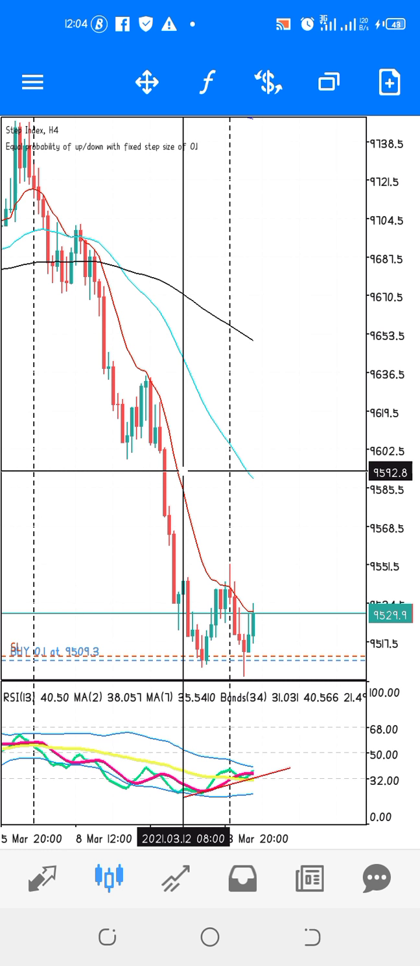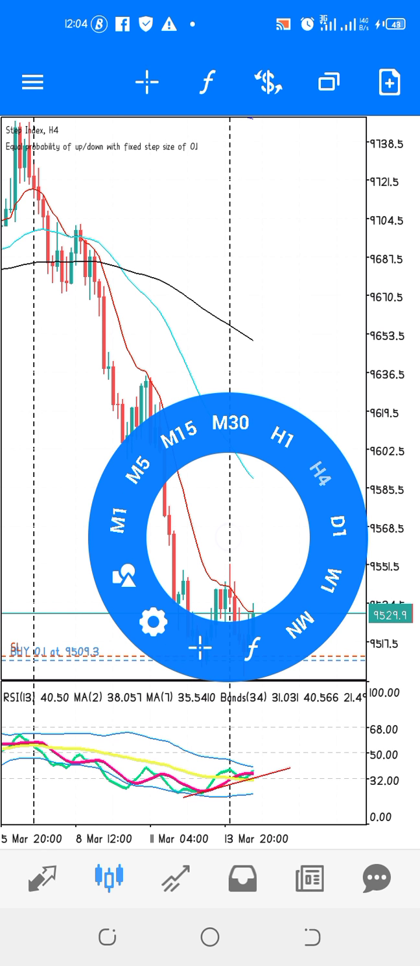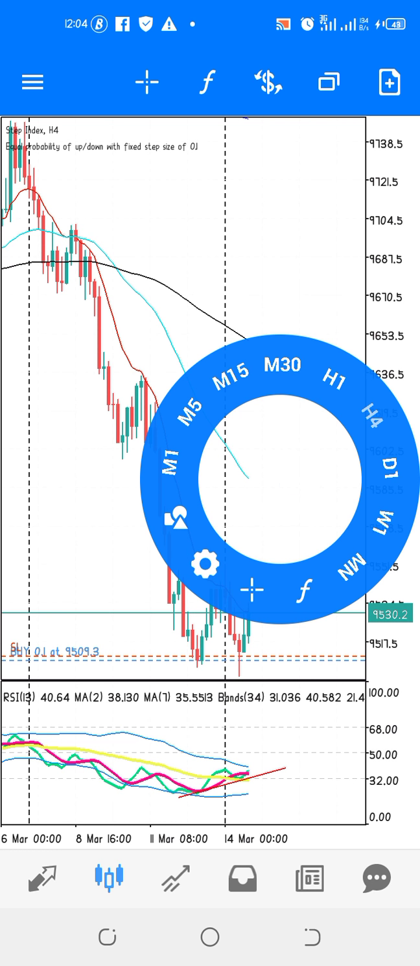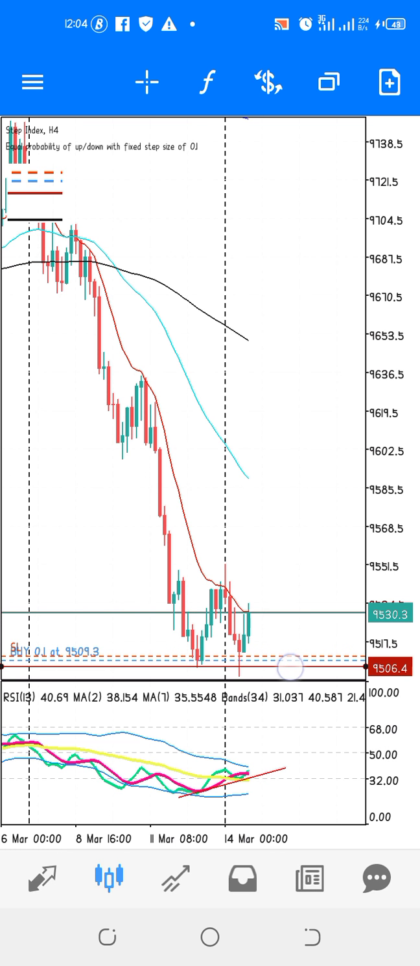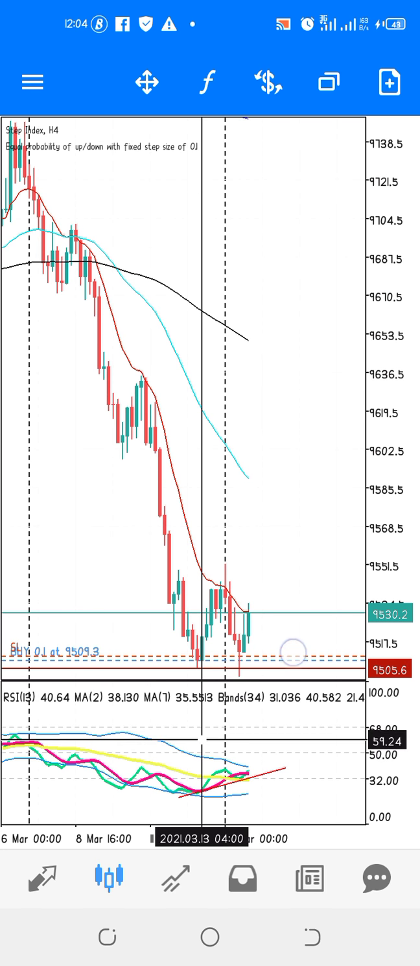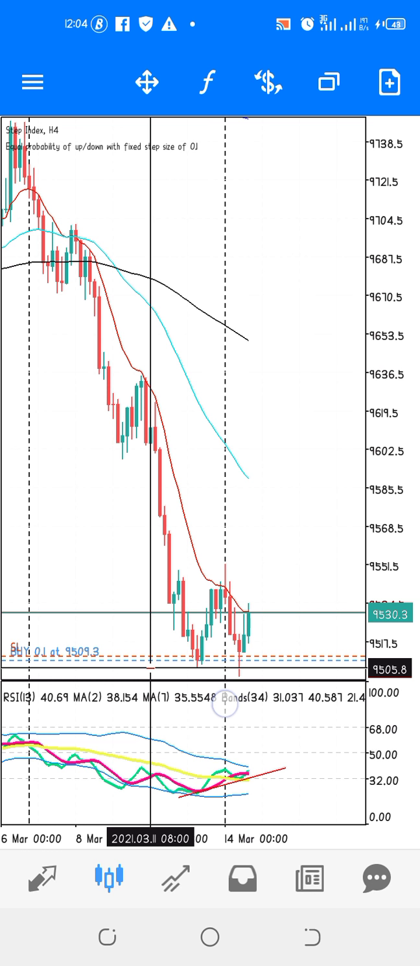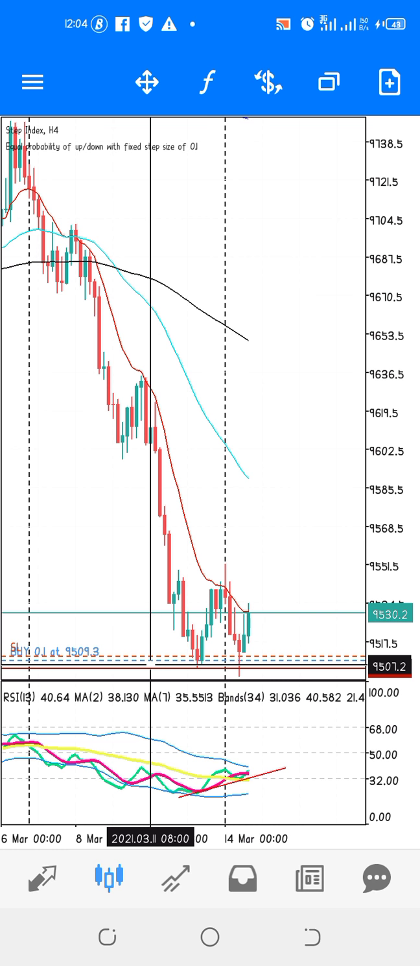First of all, how to spot divergence. Now, what do you see right now? This line I just put now was last week's low.